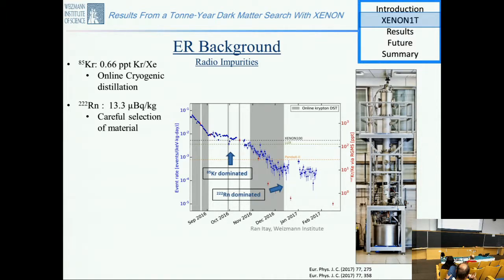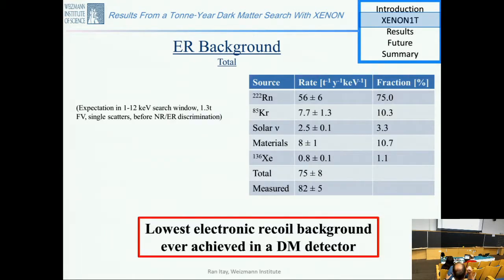So it's not only the fiducialization, we are actually also removing backgrounds from our system. If we look at the total sum of electronic recoil background, completely dominated by radon 222, we expect to see 75 plus minus 8 events. We actually measure 82 plus minus 5, as we don't know for each background event whether it's an electronic recoil. We have some uncertainties on that. And this is actually the lowest electronic recoil background ever achieved in a dark matter detector. So this is quite impressive.